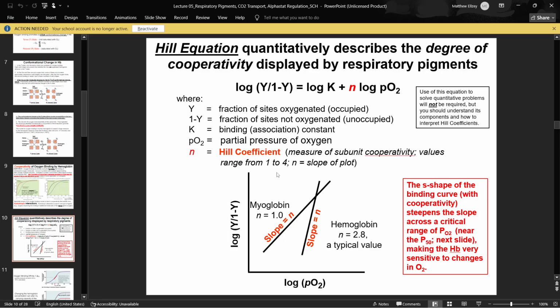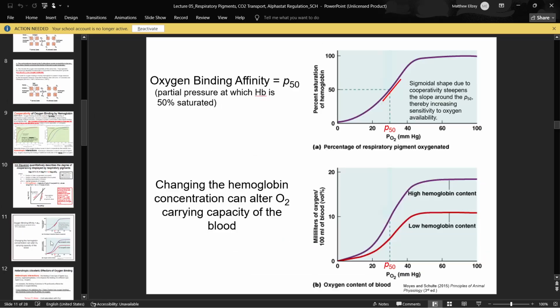It ranges from 1 to 4 based on the slope of the plot. So, of course, here this n is going to be lower than this one because the slope is sharper, a higher degree of cooperativity. So basically, the S-shaped binding curve with cooperativity steepens the slope across the critical range of PO2, or partial pressure of oxygen. So this makes hemoglobin very sensitive to changes in oxygen, like we described before.